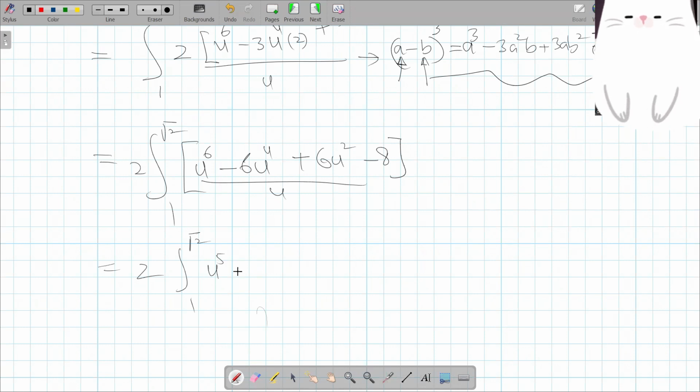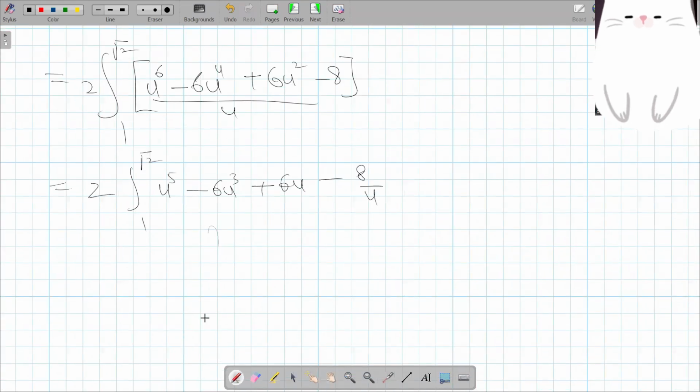So u^5 minus 6u^3 plus 6u minus 8 over u. So 2 times, let's integrate each of the terms. u^5, what is the antiderivative of u^5? It is u^6 over 6, and the limits are 1 to square root 2.